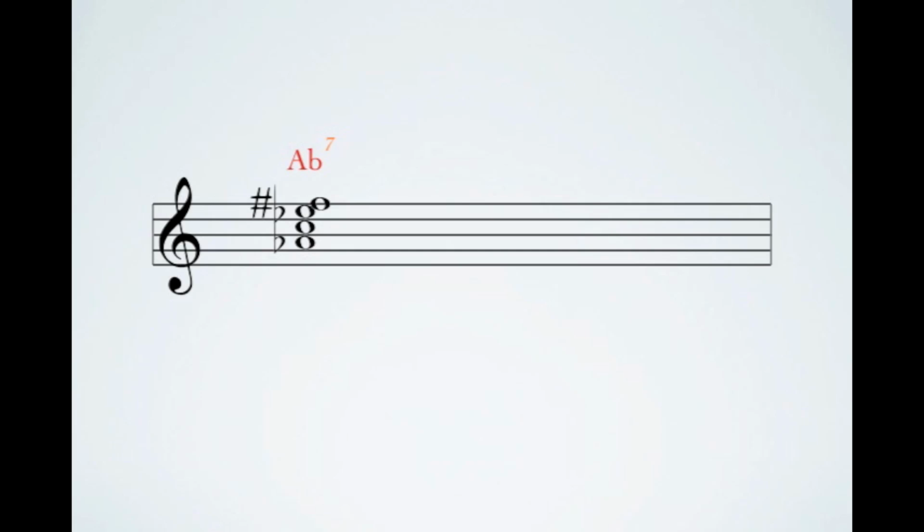Conventionally, there are 3 slightly varying types of augmented 6th chords, each named for an important country in the history of Western classical music. The one we've looked at so far is known as the German augmented 6th chord.